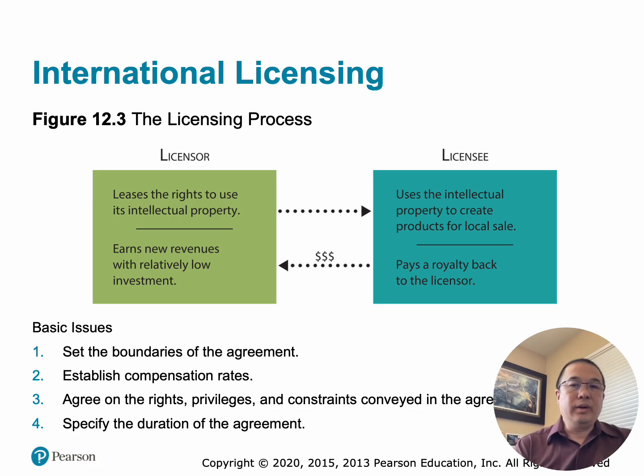Step 3. Royalty payments. The licensee pays the licensor a royalty. The slide states pays a royalty back to the licensor. So the royalties are usually based on a percentage of sales, revenue generated, and units sold. The benefits to the licensor include the possibility to earn new revenues with relatively low investment.